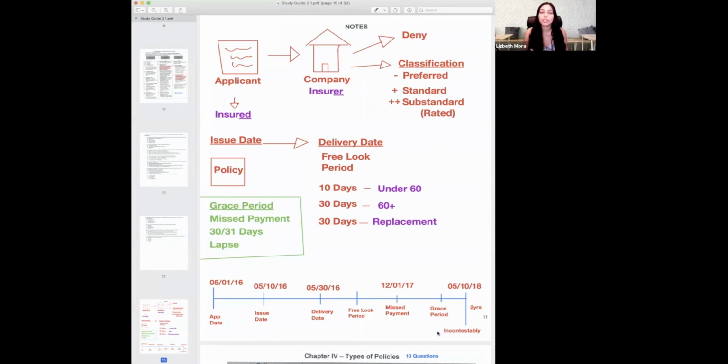So an example is suicide. If someone commits suicide in the first 2 years of the policy, the company's not going to pay out. All they're going to do is say, hey, this is how much money that person had put into their policy. We're going to give that back to you, but we're not paying the death benefit. But if someone commits suicide after 2 years of having the policy, then the company will pay out the full death benefit. Okay?